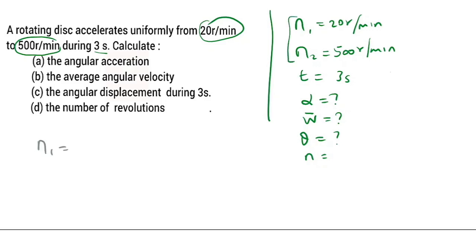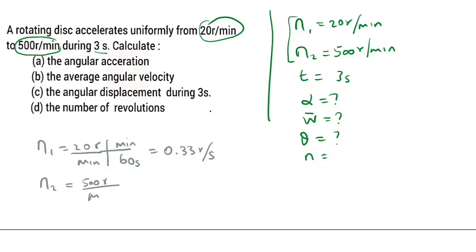Here n1 is 20 revolutions per minute. Then put 1 minute is equal to 60 seconds. This gives 0.33 revolutions per second. Then n2 is equal to 500 revolutions per minute. Then same, 1 minute is 60 seconds. This gives 8.333 revolutions per second. Now we've converted it.